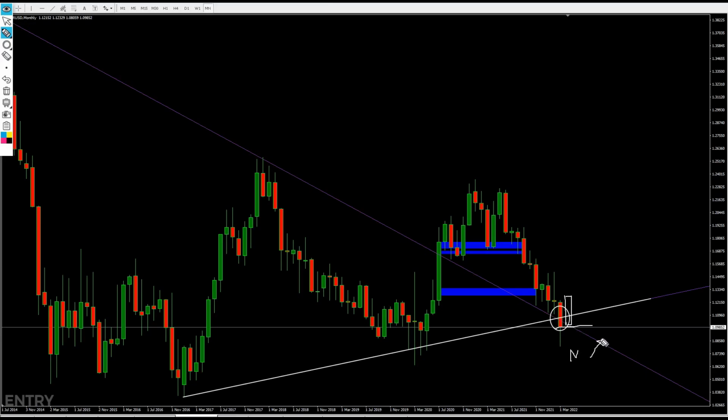Okay, and there are further signals that can form beyond that, but for now the most important thing that I am watching for is next month's price action. Whether it immediately closes back into this trend line or not will dictate the future monthly direction of price.